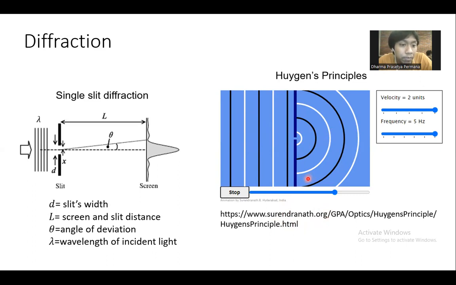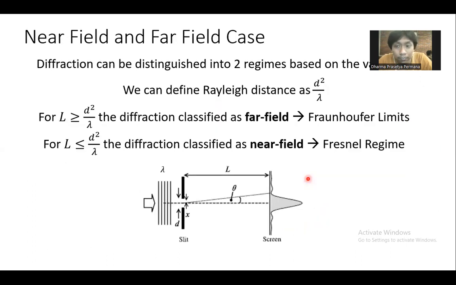It's a very useful website. Now, we can distinguish the diffraction into two kinds of diffraction. The first one is the Fresnel diffraction, and the second one is the Fraunhofer diffraction. We may recognize the Fresnel diffraction as the near field diffraction, while the Fraunhofer diffraction is the far field diffraction, which is usually included in the fundamental physics textbooks.